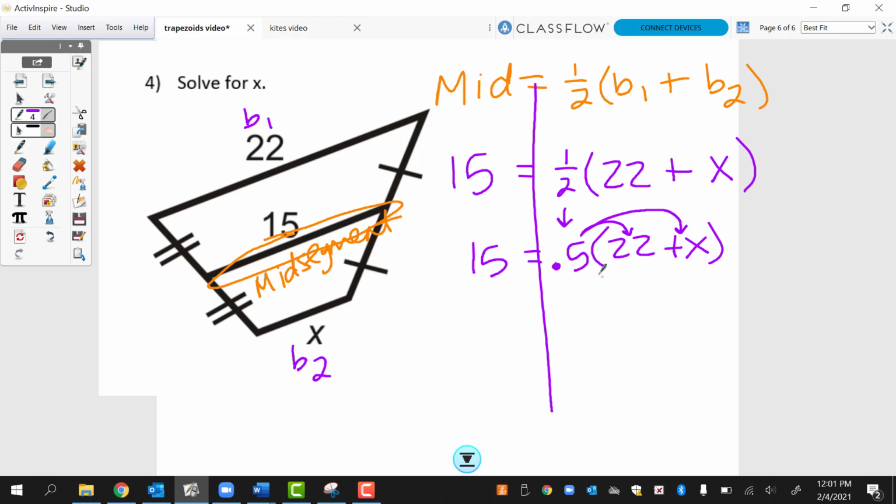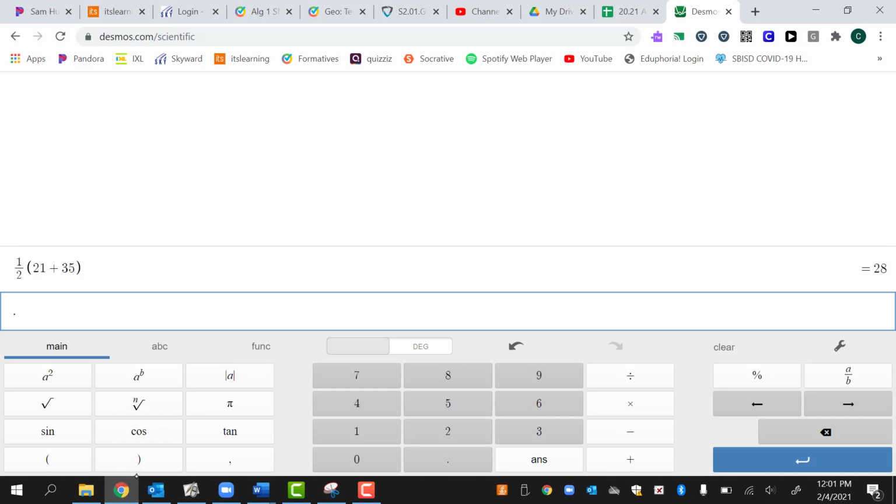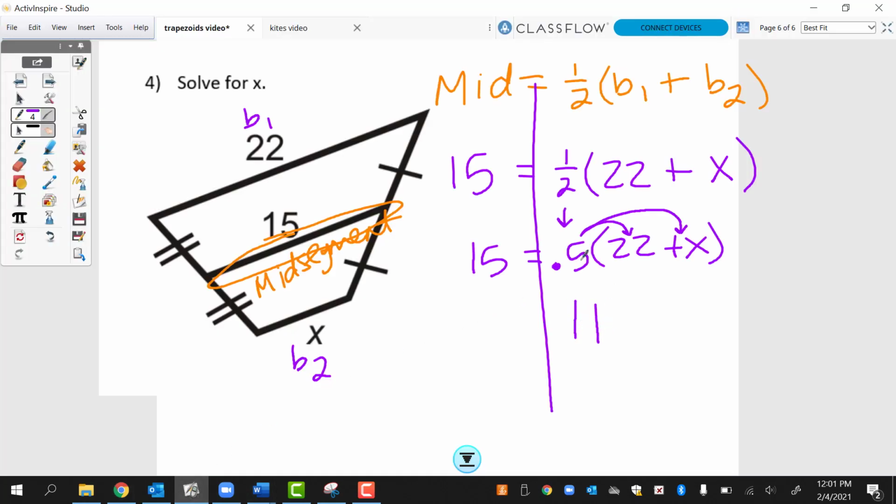So what does that mean? That means multiply. This is an Algebra 1 skill. So 0.5 times 22, 0.5 times X. So I'm going to type that in. 0.5 times 22 is 11. So I got 11. 0.5 times X is just 0.5X. Lucky us. Okay, I'm trying to get X alone. Next step, I've got to move my regular number to the other side. So I'm going to subtract 11 from both sides.